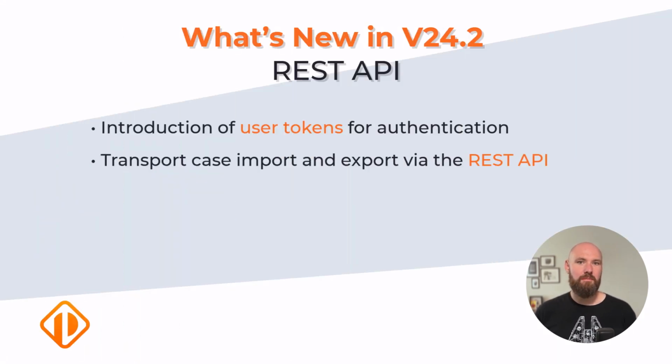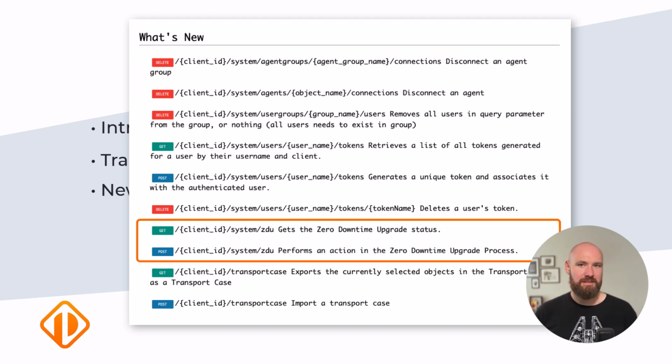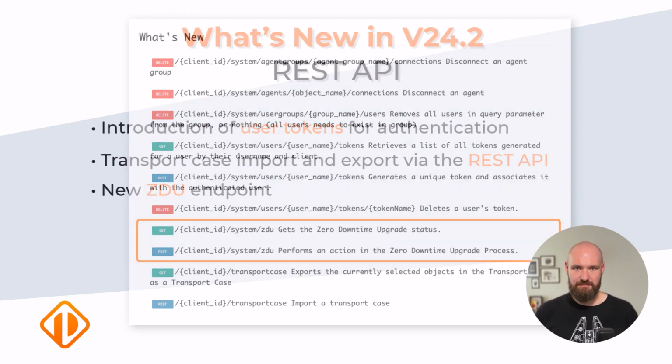Lastly, there are some new endpoints. Agent groups can be disconnected. The Zero Downtime Upgrade, or ZDU for short, can now also be controlled via the REST API.